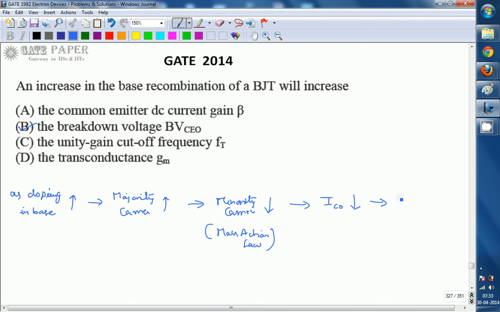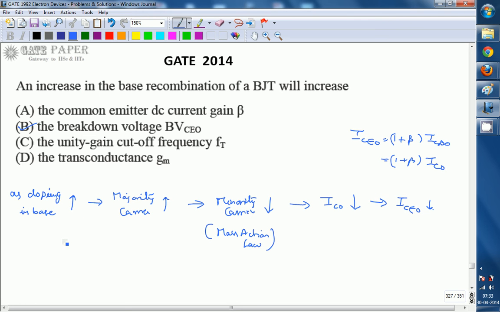Whenever ICO is reduced, ICEO is also reduced, because ICEO is equal to (1 plus beta) times ICBO, which you can write as (1 plus beta) times ICO. So as ICO reduces, ICEO also reduces.